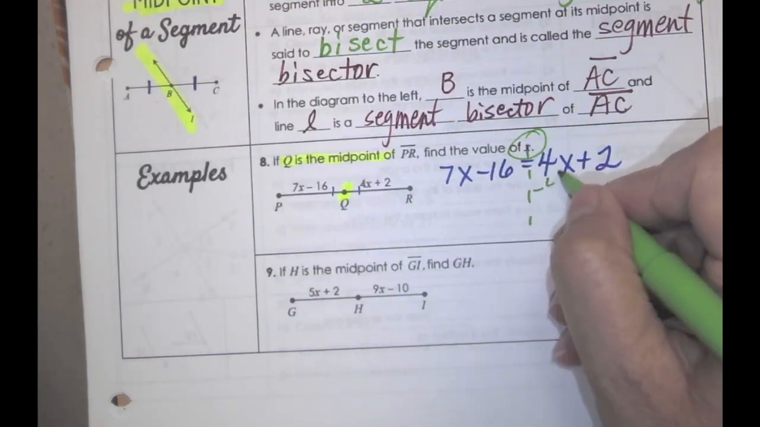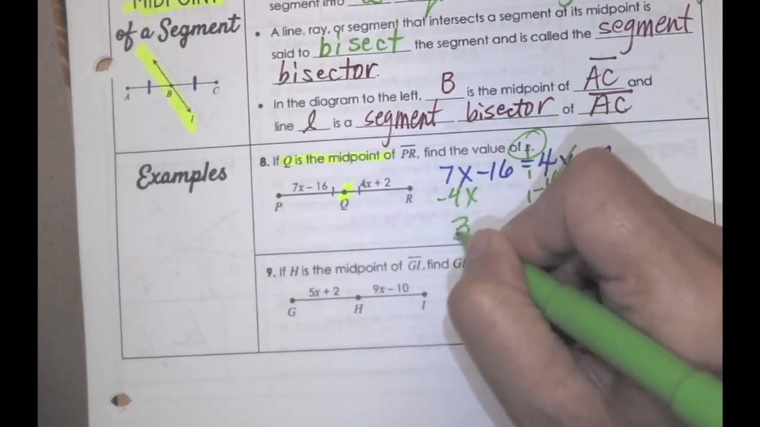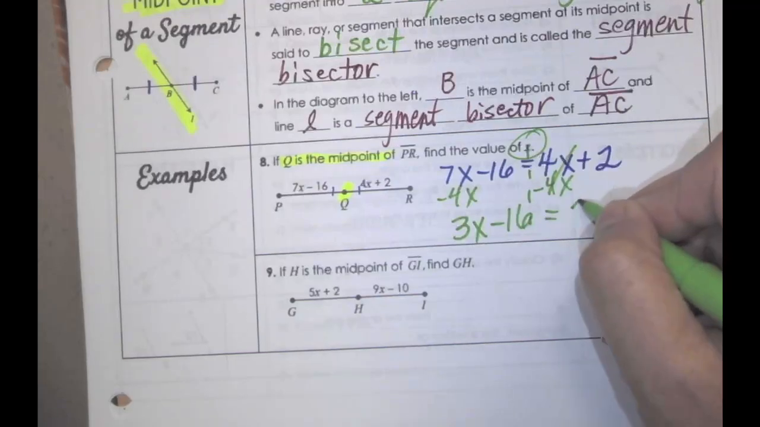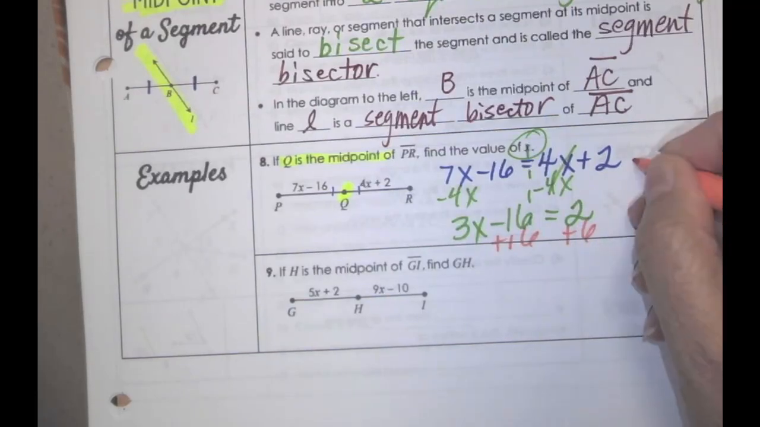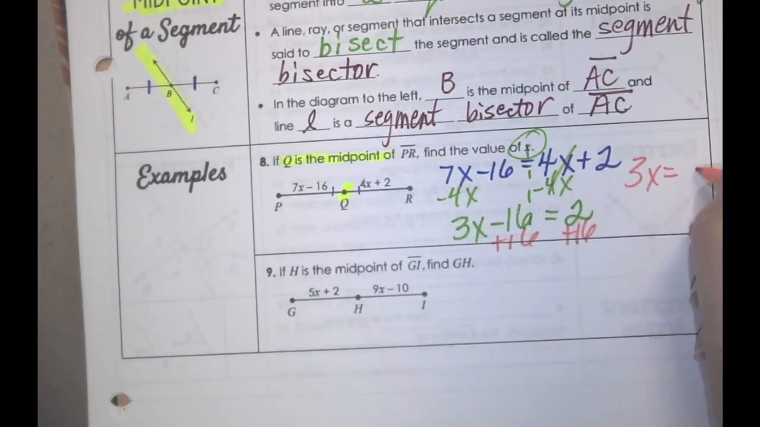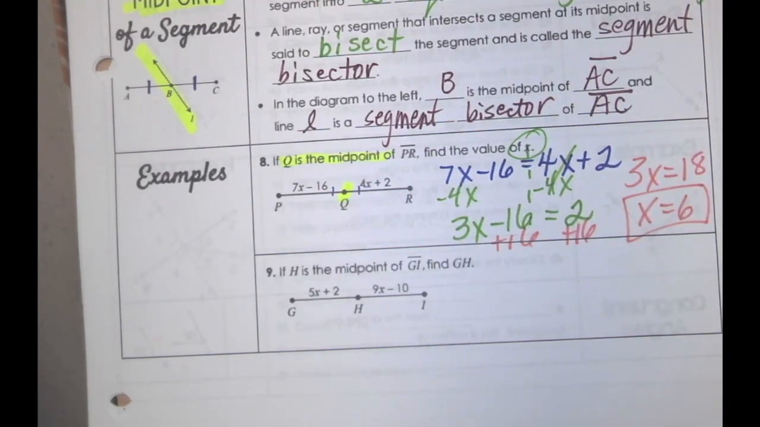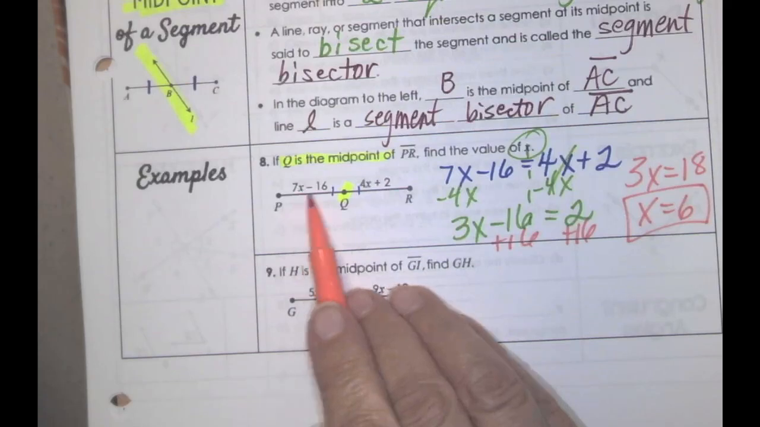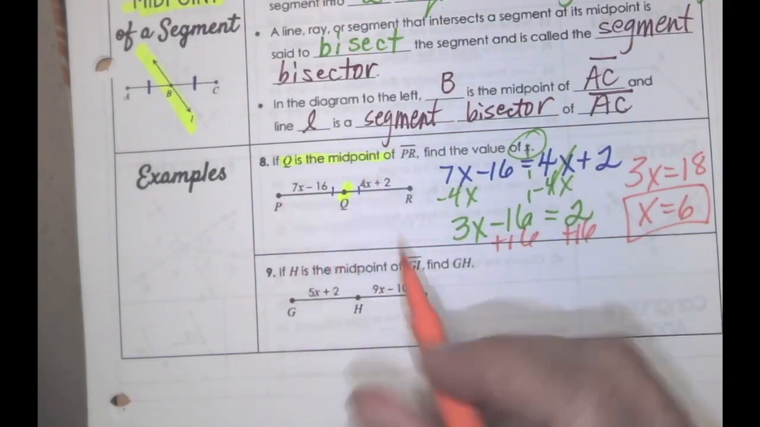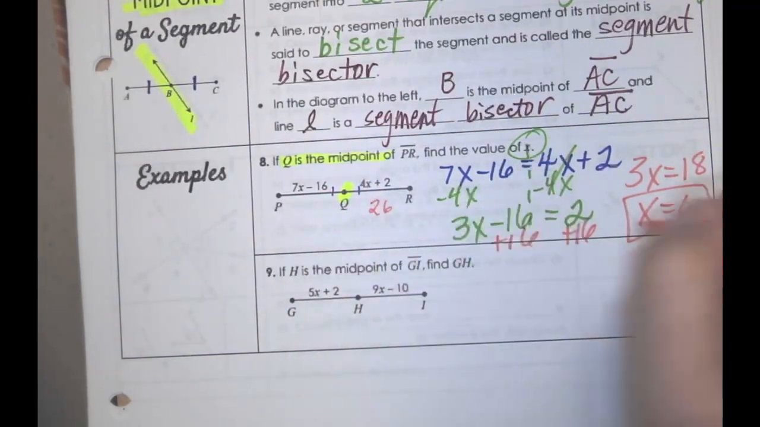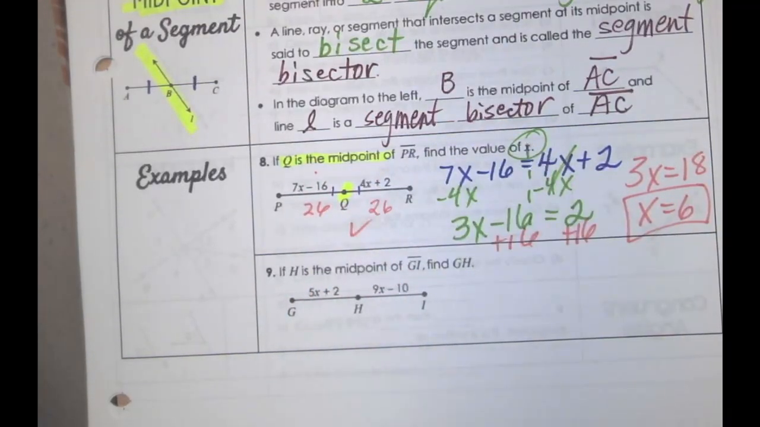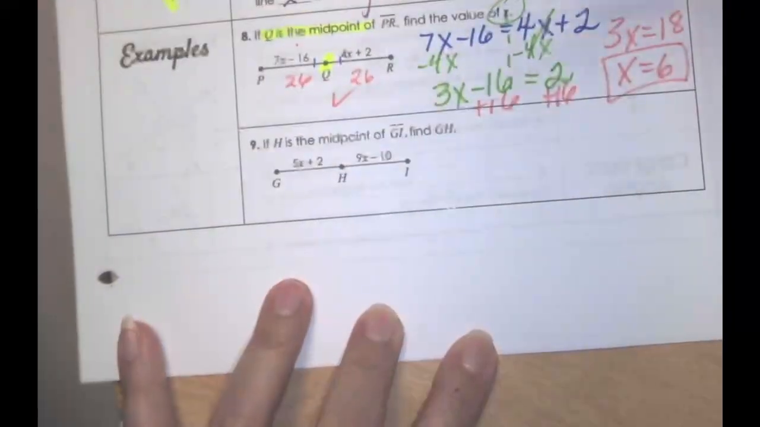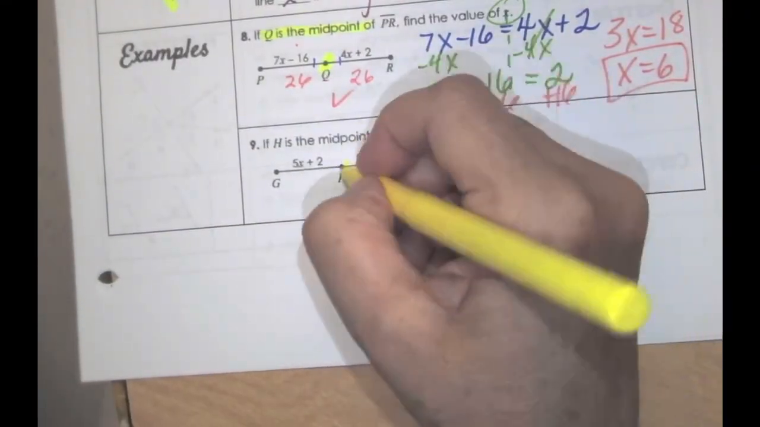Take away your 4x and make 3x. Add your 16. You get 3x equals 18 and x equals 6. Now, you could plug it in to check. If 6 is right, it should give you the same amount for these. So it's going to give you 26 for this one and 26 for this one. So yes, it's correct.